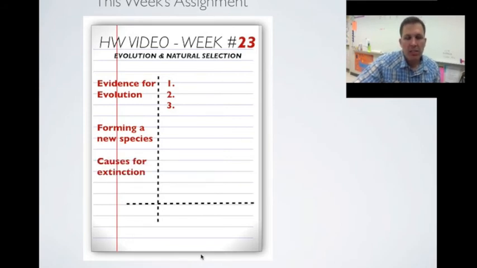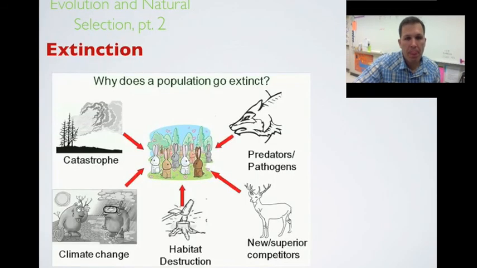And next, causes for extinction. We talk a lot about extinction and how if animals don't survive, right, survival of the fittest, they go extinct. So let's look specifically at what would be some reasons that a species wouldn't survive, wouldn't continue going on, okay? So we're going to have 3 reasons. Now, why does the population go extinct? All right. So let's say we have a population of bunnies or rabbits in a forest area.